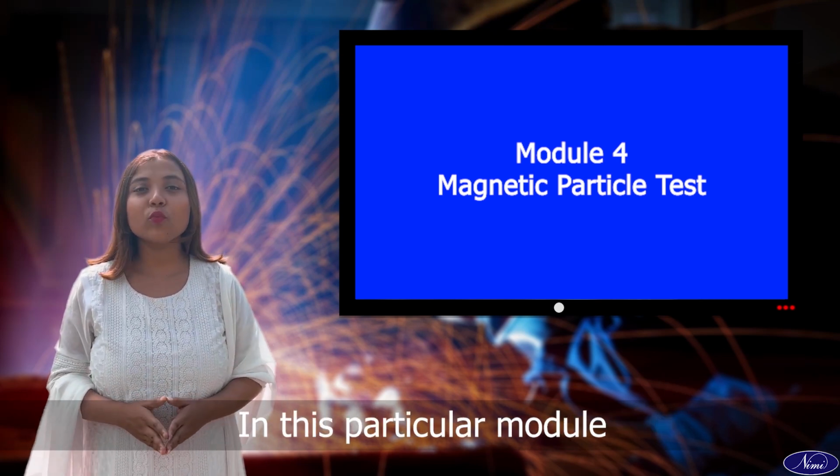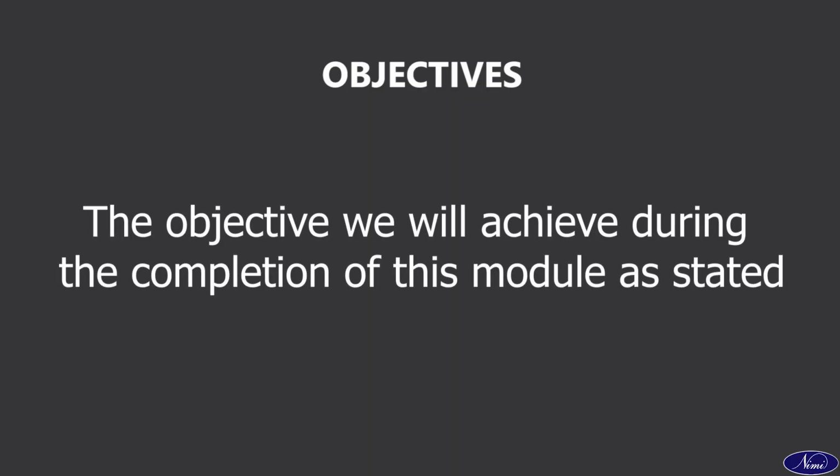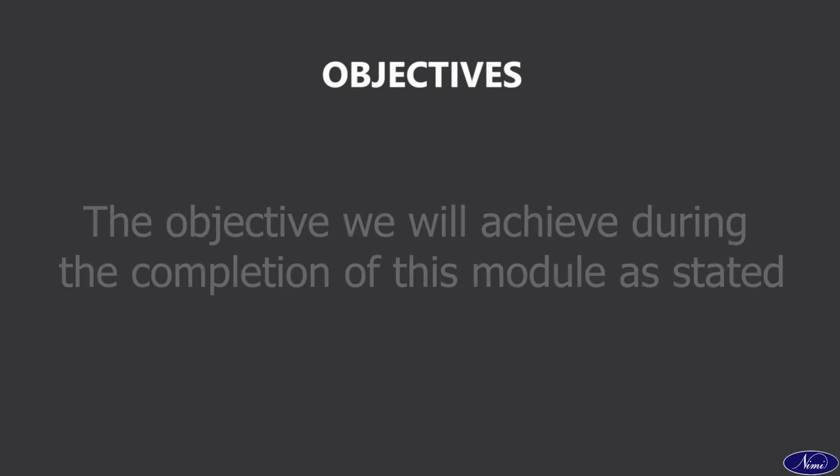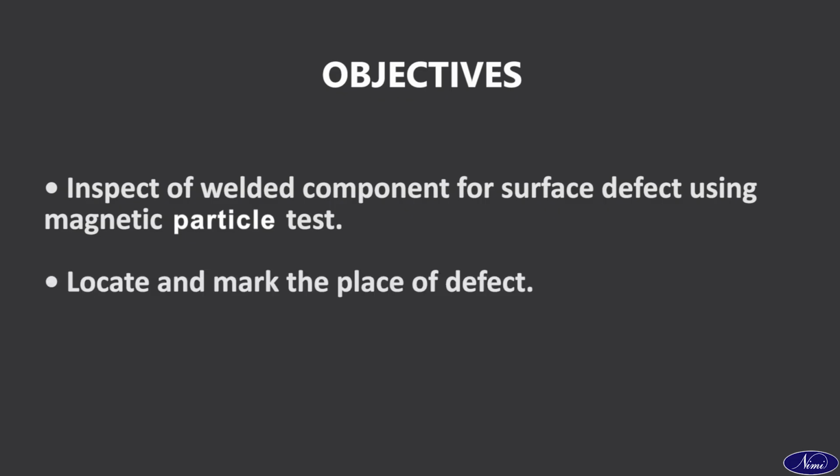In this particular module, we'll be learning about magnetic particle test. The objectives we will achieve during the completion of this module are as stated. Inspect welded components for surface defects using magnetic particle test. Locate and mark the place of defect.